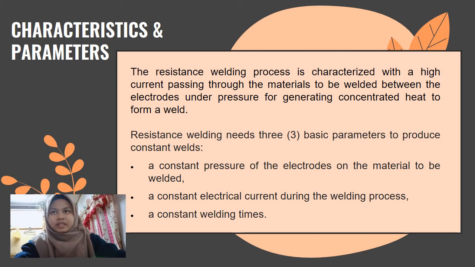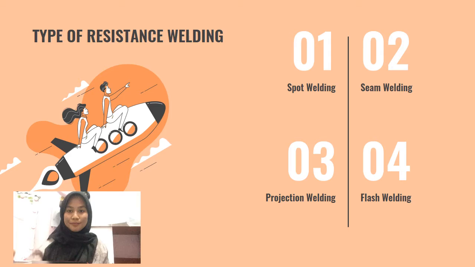The characteristics and parameters for resistance welding. The resistance welding process is characterized by a high current passing through the materials to be welded between the electrodes under pressure for generating concentrated heat to form a weld. Resistance welding needs three basic parameters to produce a constant weld. First, a constant pressure of the electrodes on the material to be welded, a constant electrical current during the welding process, and a constant welding time.